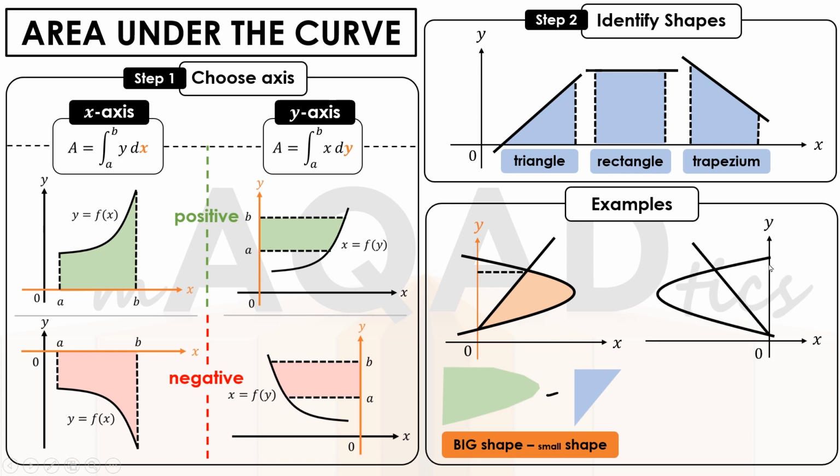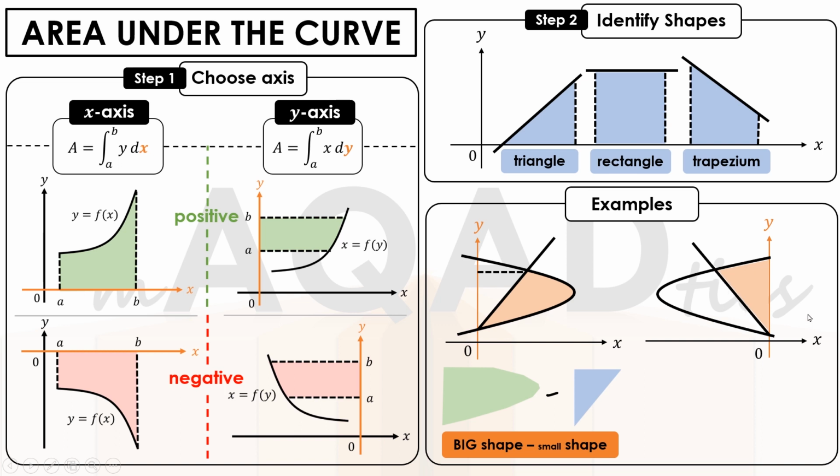Okay, the next example here, we also have a curve, not a smiley face, not a sad face, so another indicator we should use the y-axis. This is the area of the shaded region, and you see that this area is also bounded by the y-axis, so that confirms that we need to use the y-axis. Then step 2, identify the shapes. If we use the y-axis, this part is bounded by the curve line, but this part is bounded by the straight line.